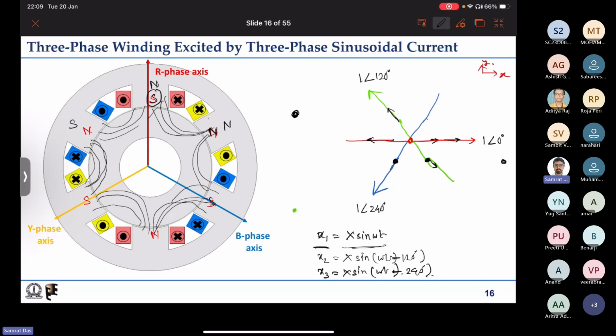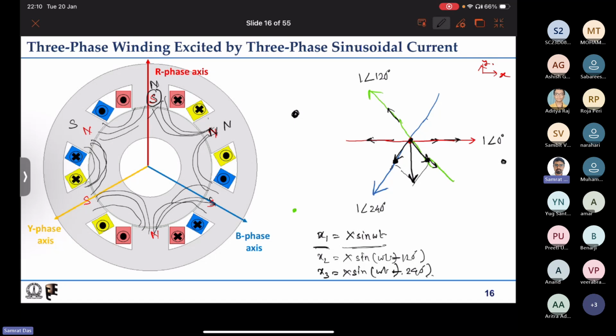Now we have to see the net effect. We have the first vector here, we have the second vector, and the third vector is a null vector. So if we take the vector addition of these two, then our net vector is at theta equal to 270 degree.